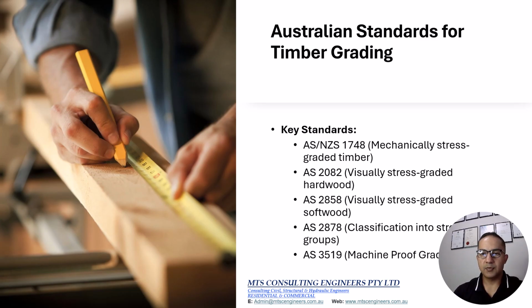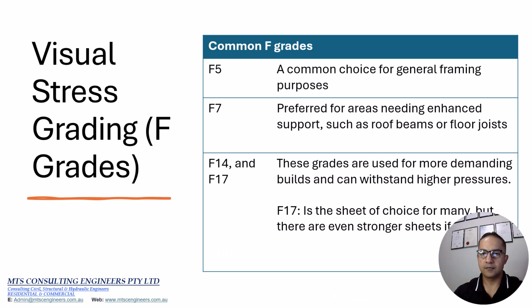Engineers and architects need basic knowledge of visual stress grading for site inspections and BCA certification. Visual stress grading, or F grades, is a method that assesses timber based on its strength.